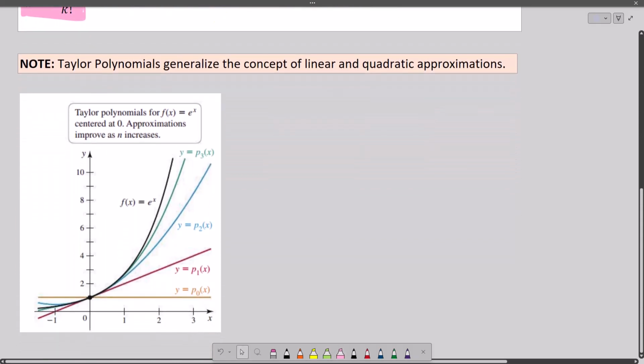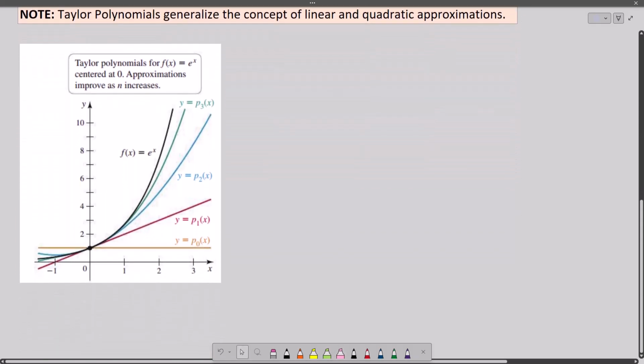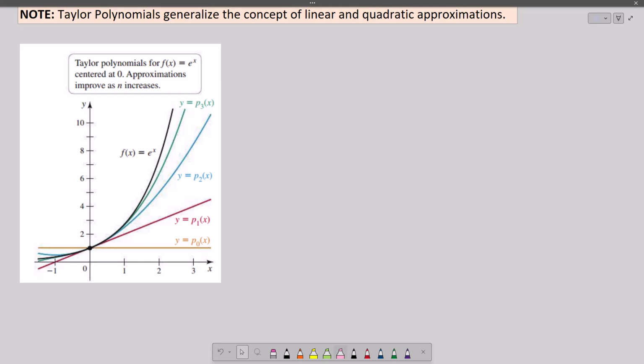So let's look at an expanded picture here. A Taylor polynomial is just a generalization of a tangent line. And if we look at this, here is our best linear approximation. P sub 2 is our best quadratic approximation. And then P sub 3 is our best cubic approximation.